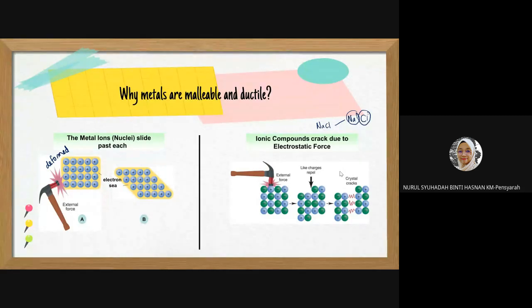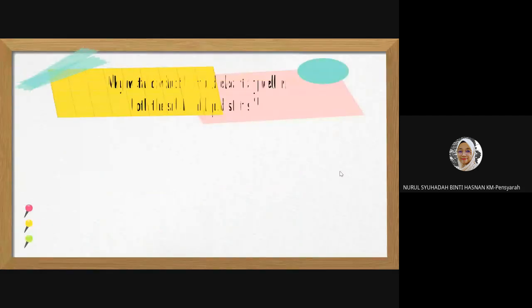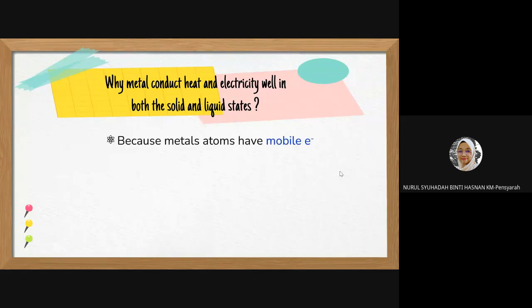Yes. Okay. Yes, madam. Okay, now next kita akan tengok tentang heat and electricity, conductivity of a metal. Kenapa metal boleh conduct heat dan conduct electricity? Okay. So dekat sini, why metal can conduct heat and electricity well in both solid and liquid state? Because metal have a mobile electron. So seperti yang kita tahu, okay, so this mobile electron, kita kata dia mobile sebab apa? Dia adalah freely moving.